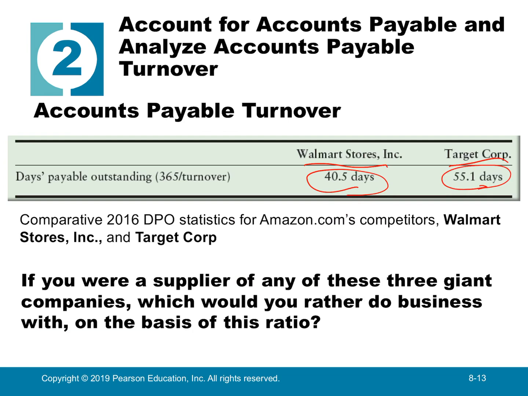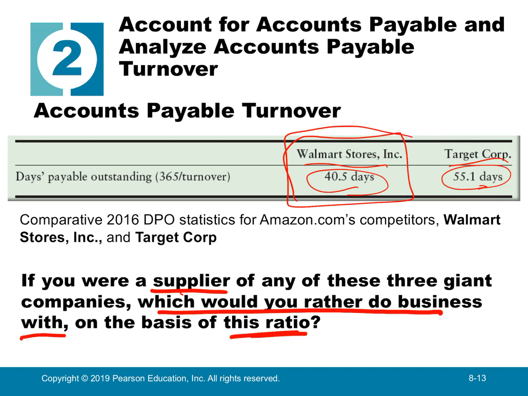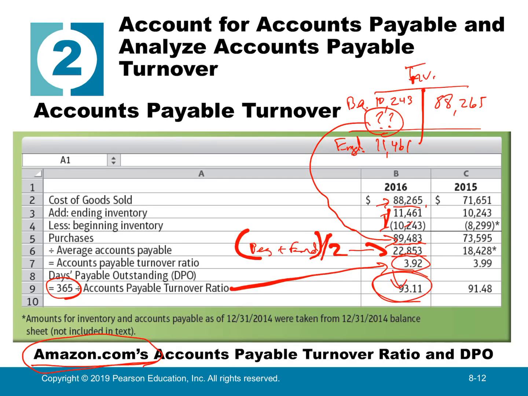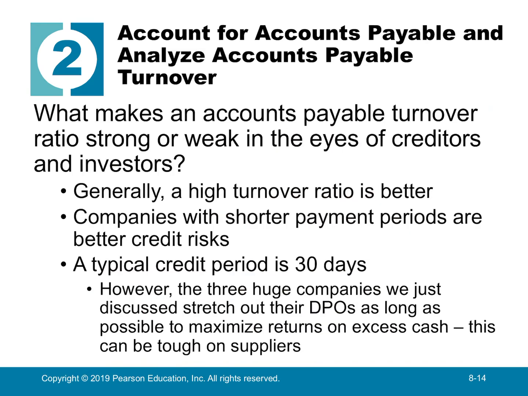So here's a question for you. If you were a supplier of either Amazon, Walmart, or Target, which would you rather do business with, looking at this ratio? Well, Walmart, right? If I'm the supplier, I want to get paid as quickly as possible. Walmart, on average, pays accounts payable in 40 days. Target is 55 days, and Amazon is 93 days. So generally, a high turnover ratio is better, right? Companies that have shorter payment periods tend to be better risks.